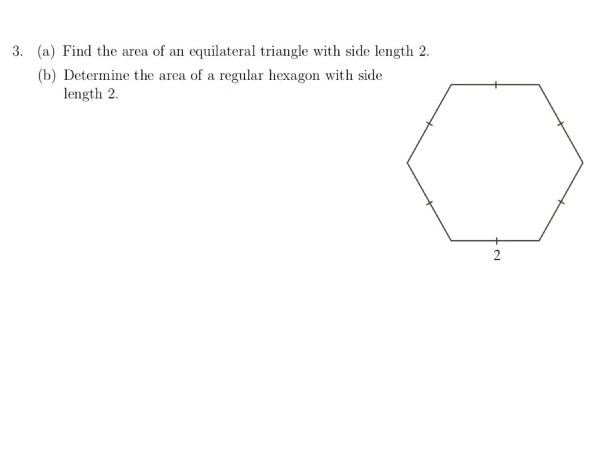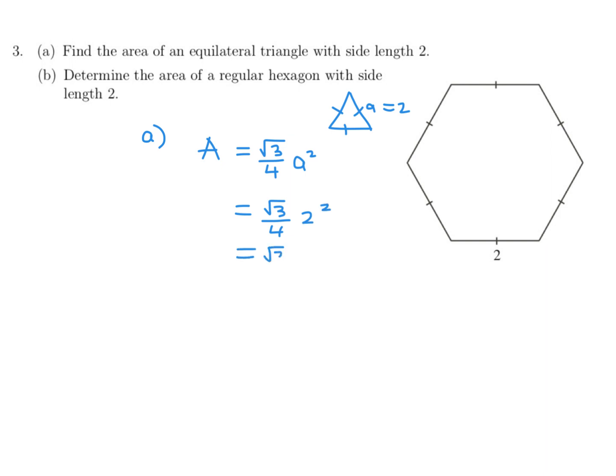Number 3, find the area of an equilateral triangle with side length 2. Well, there are several ways of doing this, but if you guys remember a formula, it just makes it faster. The formula is the area of an equilateral triangle is root 3 over 4 times a squared, where a is the length of the side. Equilateral meaning all 3 sides are the same. Well, in this case, they told me my a is equal to 2. So all I have to do is just plug that into this formula, and that's just going to reduce to root 3.